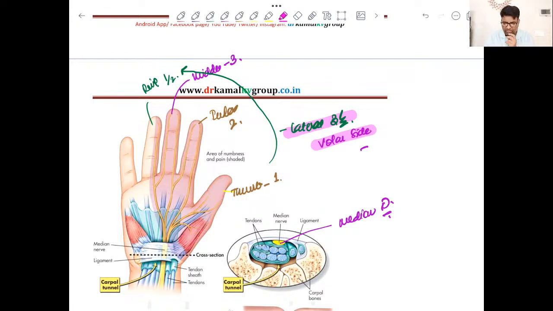You have to answer median nerve. Now if this would have been medial 1.5, this is little finger, it is fifth, and then half of the ring finger, right? So this 1.5 is all territory of ulnar nerve. Clear? So please remember this picture, and this is very important.